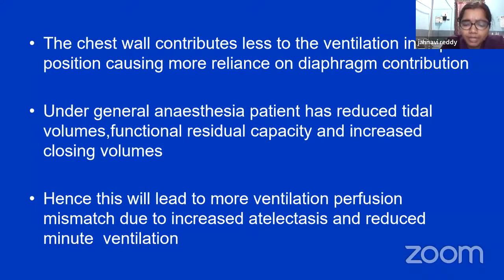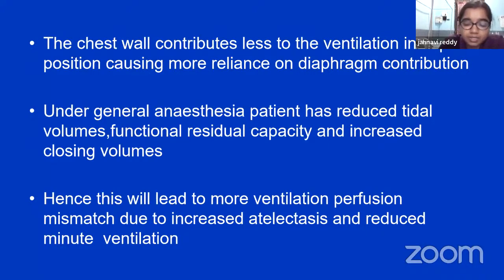Usually, while the patient is awake and not under anesthesia, all the muscles, including the diaphragm and all the muscles of respiration, are used, and a normal breathing pattern is observed. But when the patient is in supine position and under anesthesia, the lung volumes are changed and tidal volume will decrease. Functional residual capacity is also decreased, and closing volumes will increase.